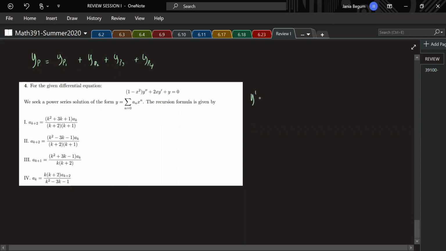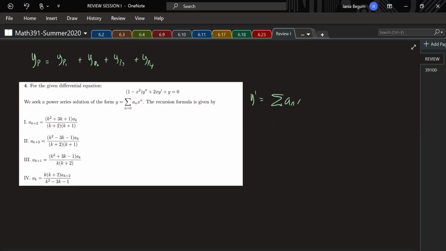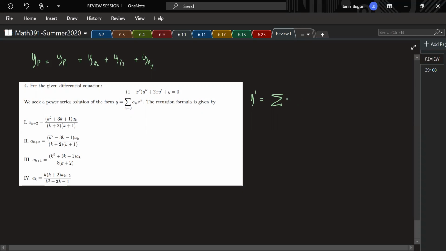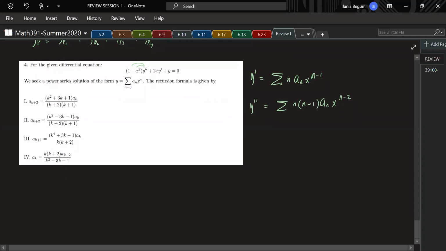So y prime is going to be the sum. Again, I'm going to ignore indexing because you saw how we don't really need it for these types of problems for this course. Not sure if you're going to need it for other courses. So the first derivative is going to be the sum of n times a n x to the n minus 1. The second derivative is going to be the sum of n times n minus 1 a n x to the n minus 2.